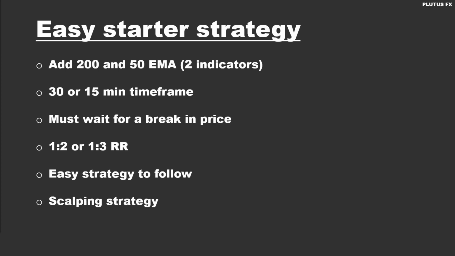Okay, so we're going to get straight into this. So this is an easy strategy as long as you stick to the rules. I'm going to go through the rules in a second, but essentially it's a two indicator strategy. You're going to be using the 200 EMA and the 50 EMA together. So it's only two indicators that you need. It's a simple strategy for beginners.